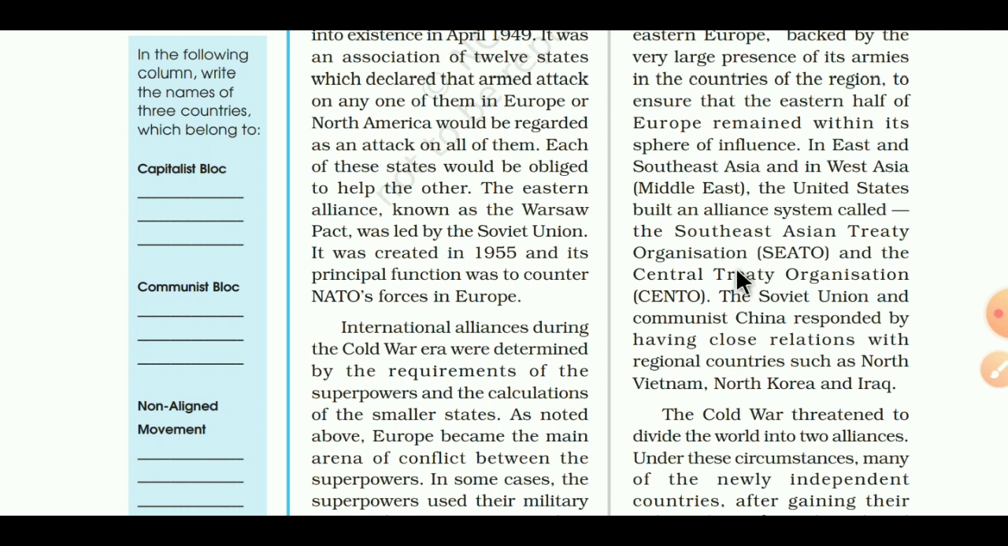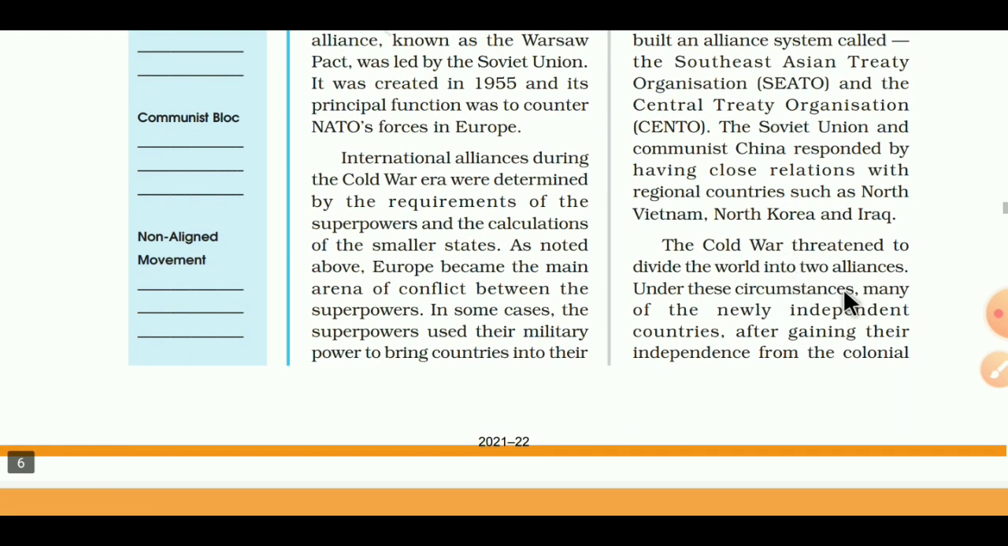At that time, a very crucial thing happened in Iraq, and communist China responded by having close relations with regional countries such as North Vietnam, North Korea and Iraq. The Cold War threatened to divide, and this Cold War divided the world between two allies. One ally is the United States of America, and the other ally is the USSR.